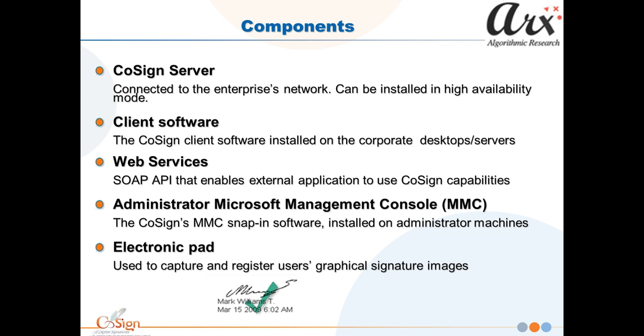So let's go through what components make up CoSign. The CoSign server, which is that network-attached appliance we saw an image of in the last screen, can be installed, as noted, in high availability mode, which we'll get into later in the call. There's the client-side software. This is software that's installed on each end user's machine, corporate desktops and servers, that allows for signing. We do have web services, or SOAP APIs, that enable external applications to use CoSign capabilities.